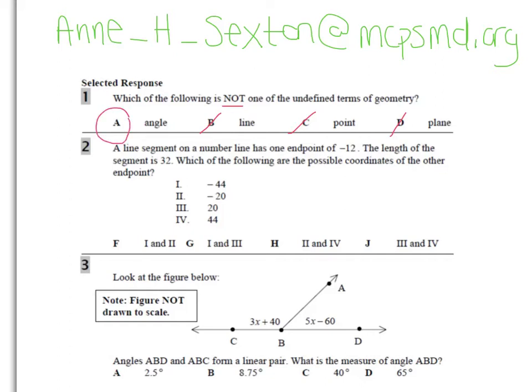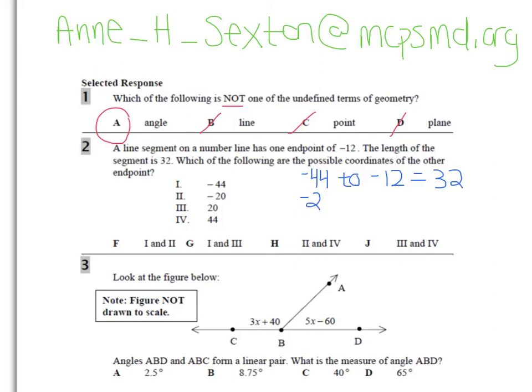A line segment on a number line has one endpoint of -12. The length of the segment is 32. Which of the following are the possible coordinates of the other endpoint? So when I start with -44, this is one endpoint, and I'm looking at what the length is to go from -44 to -12. If you subtract 44 minus 12, you're going to get 32, which is its distance. Remember, distance cannot be negative. So to go from -12 to -44, we're subtracting 32. Or to go from -44 to -12, we're adding 32.